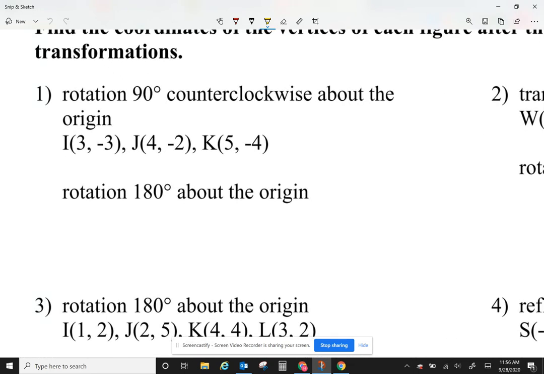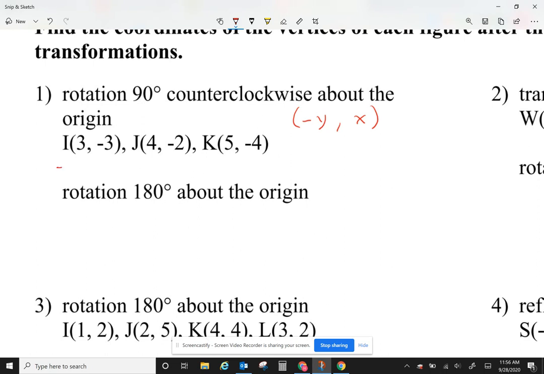I'm going to rotate 90 degrees counterclockwise about the origin. So, if I look on the notes, 90 degrees counterclockwise tells me that (x, y) becomes (negative y, x). So with that, I know that not only are the x and the y going to flip, but the sign on the y value is going to change.